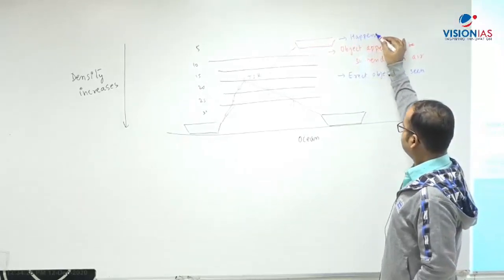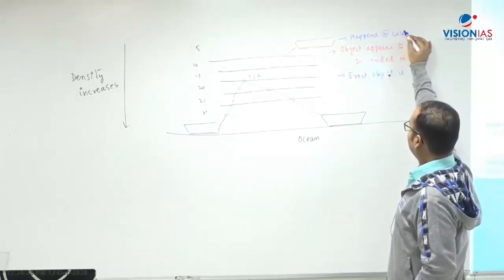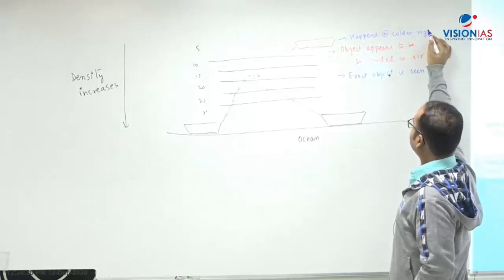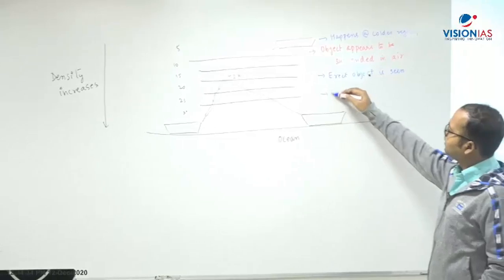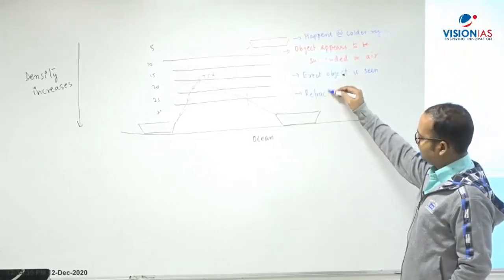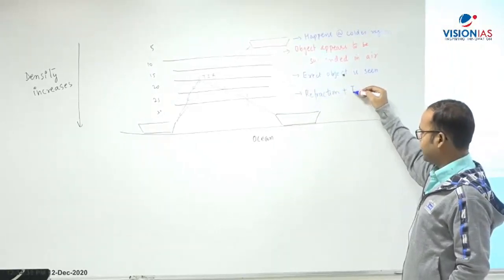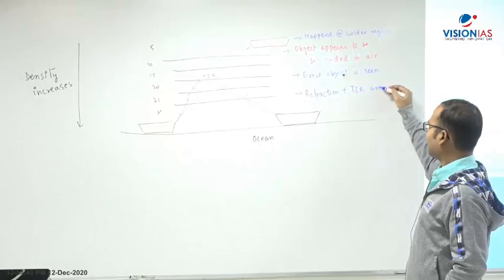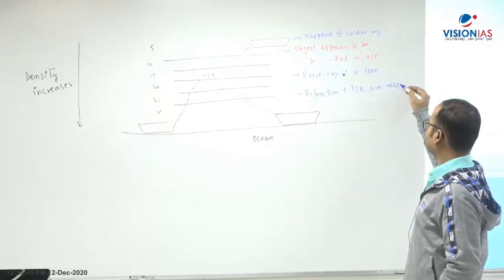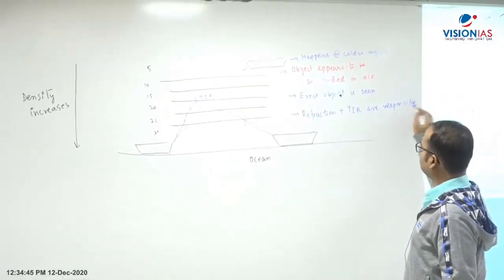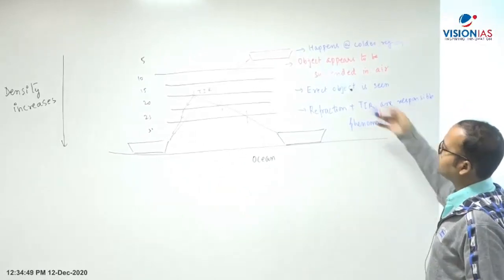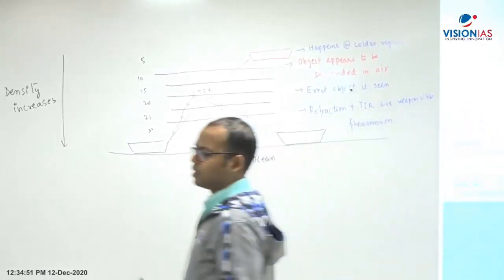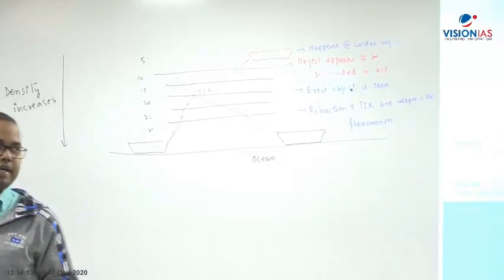This happens at a colder region. This is again an optical illusion, and refraction plus TIR are again the responsible phenomena. Write this. This is what is important in the case of looming.